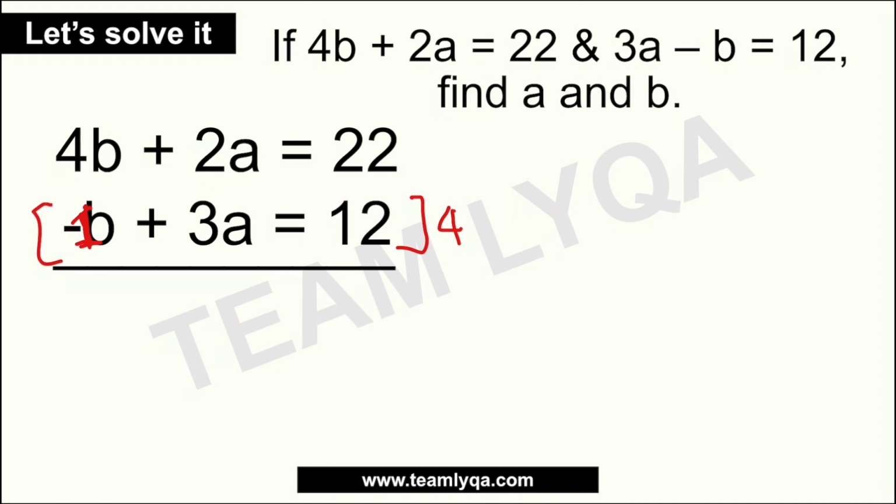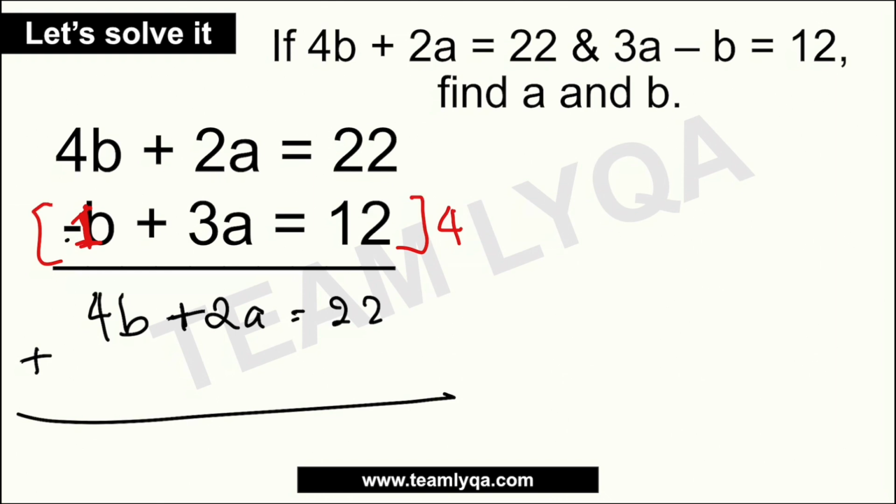So, kung i-rewrite natin ito, mag-iiba na siya ng itsura. Magsisimula pa rin tayo dun sa 4b plus 2a is equal to 22, pero yung i-add natin sa kanya ay magiging different na. 4 times negative b, that would be negative 4b. Again, we're aiming kasi na ma-cancel siya. Tapos, we have plus 4 times 3 is 12, so 12a is equal to 4 times 12, which is 48. So, yan na yung mangyayari.